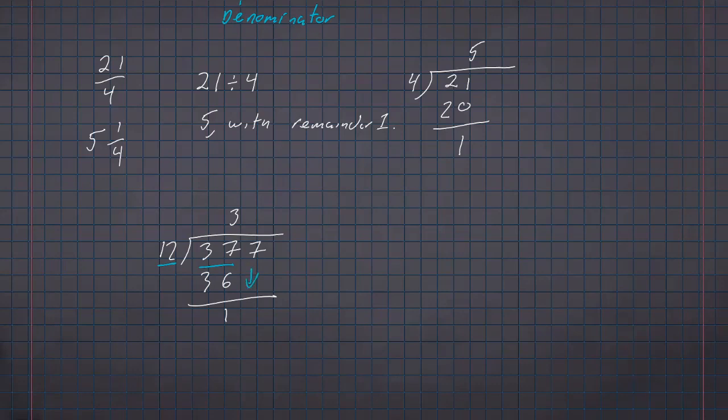Drop down the next digit, this 7, and then repeat the process. 12 fits into 17 one time. 1 times 12 is 12. Subtract that off, you get 5. We call it the remainder because we don't have any more digits to drop down and keep dividing. And that's how I want you to think about this mixed number notation. When we performed the division, we got a result of 31. And then there's this other bit, 5, that still needs to be divided by 12 before we can wrap up.